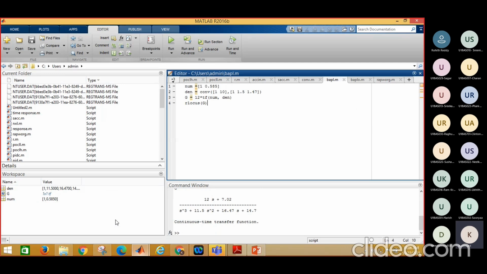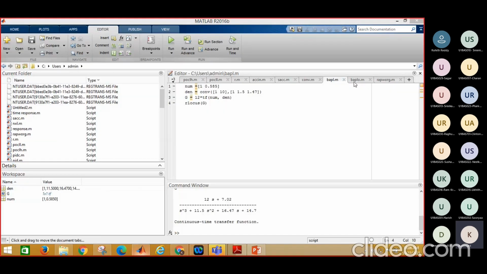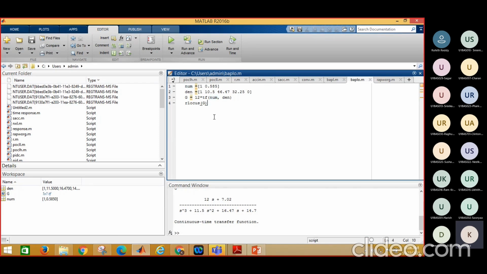Go to MATLAB, choose this one, use this. You see here, your numerator having the coefficient is 1, 0.585. My denominator having the coefficient is s power 4 coefficient is 1. Then s cube we get 16.5.